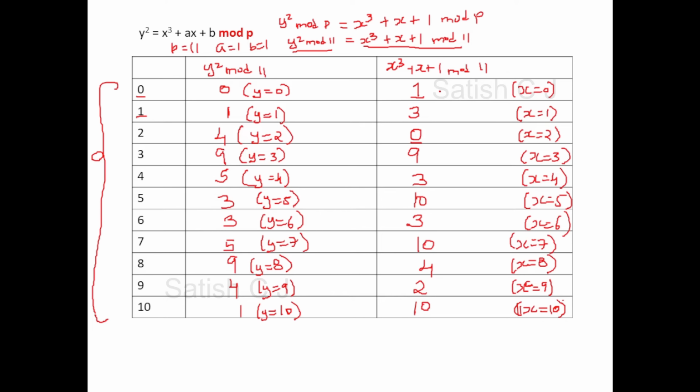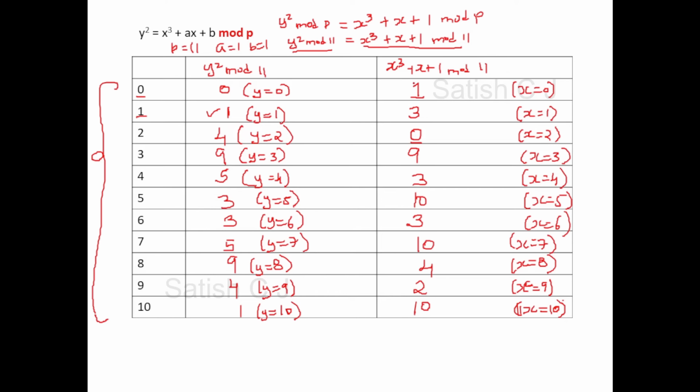Now from this table we'll see where all y square mod 11 will be equivalent to x cube plus x plus 1 mod 11. Let us start with x is equal to 0. So when x is equal to 0, we have the value 1 here. So where is the match for this on this side? So you see we have a 1 here. So we can very well say when y is equal to 1 and x is equal to 0, y square mod 11 is equal to x cube plus x plus 1 mod 11, because we are going to have the same result.